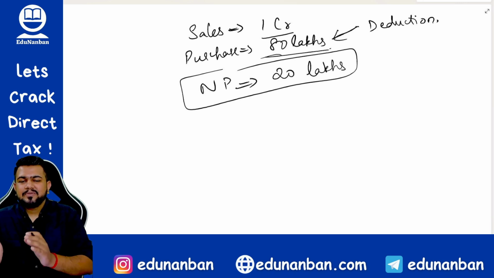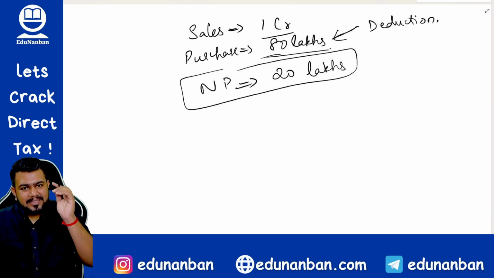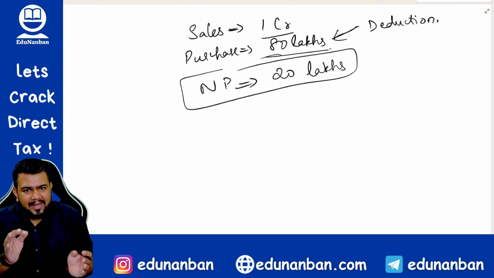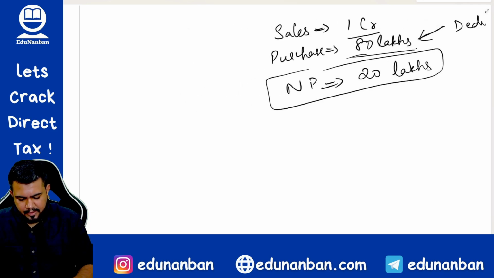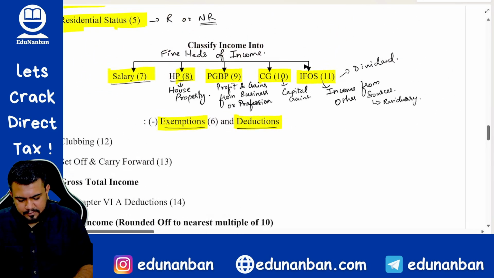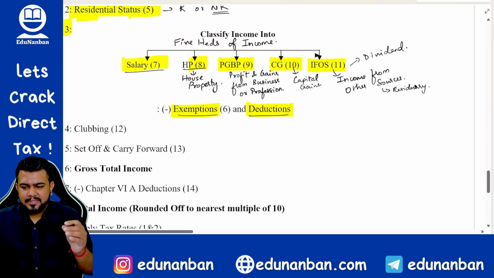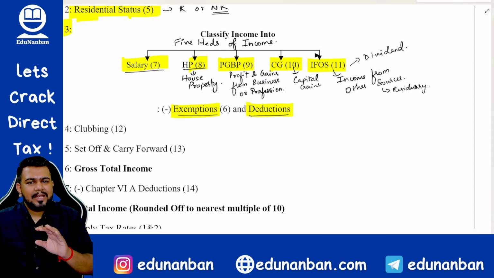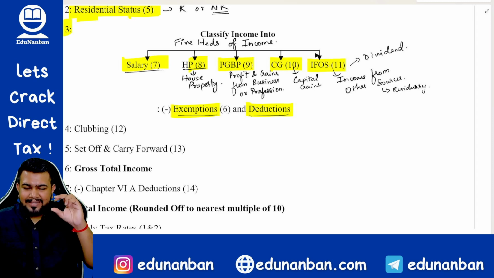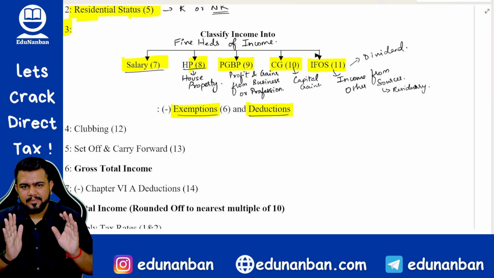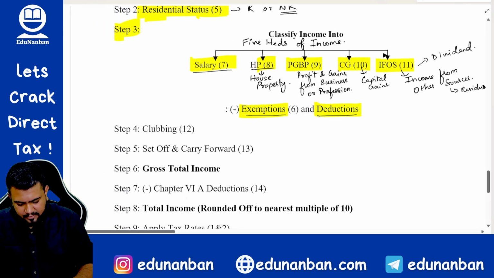So what is the difference between exemption and deduction? Exemption is an income which is not taxable. Deduction is an expense which is availed against the income. You can reduce it against the income. You get my point? After finding all the incomes, you have to see what are the exempt incomes. For the exempt income, you should not calculate the tax, and you should find out what the deductions are. You can reduce them against the income, and only the net income is going to be taxable. Now we'll come to the next step.